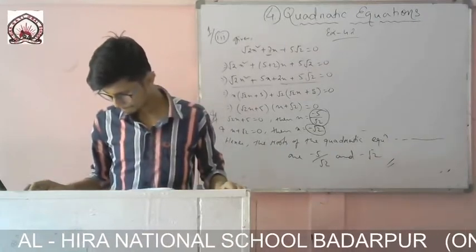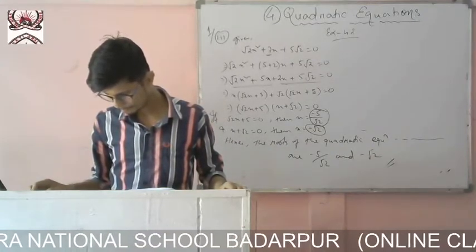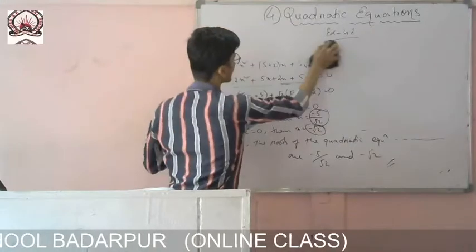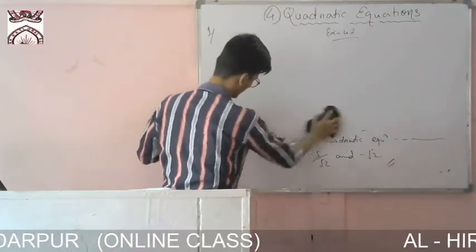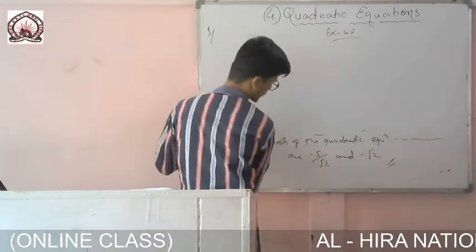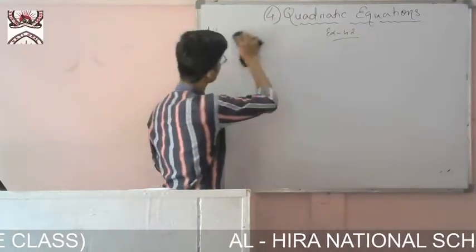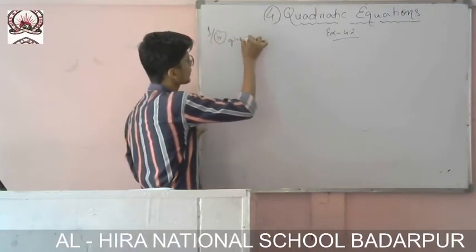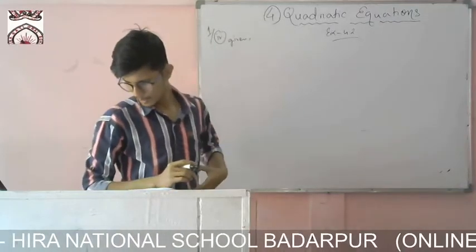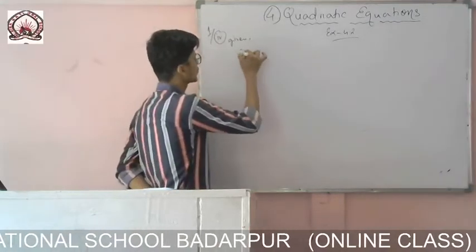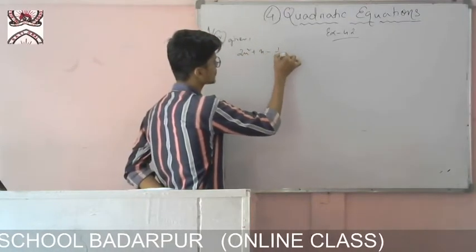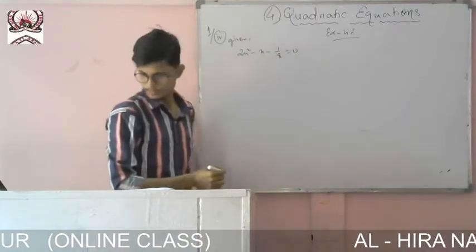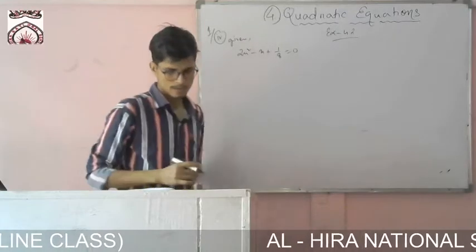Then question number 4, okay, let me do. What is given here? Given 2x² minus x plus 1 by 8 equals 0.